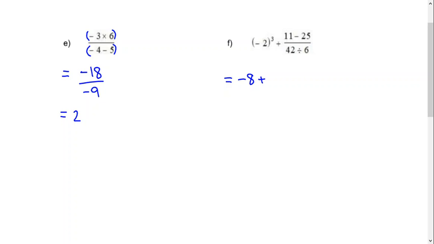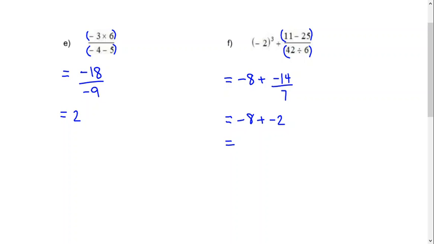And I'm going to add that to, I'm going to do my simplification of my numerator and denominator. 11 take away 25 is negative 14, and 42 divided by 6 is 7. At this step, I'm going to take my negative 8, and I'm going to add it to whatever I get when I simplify my fraction. So negative 14 divided by 7 is the same as negative 2.